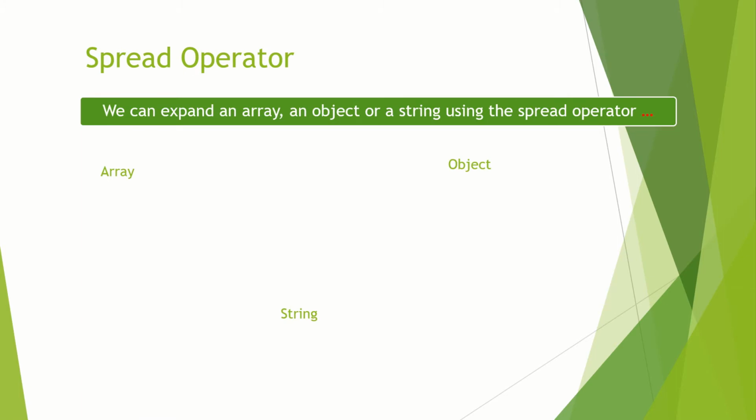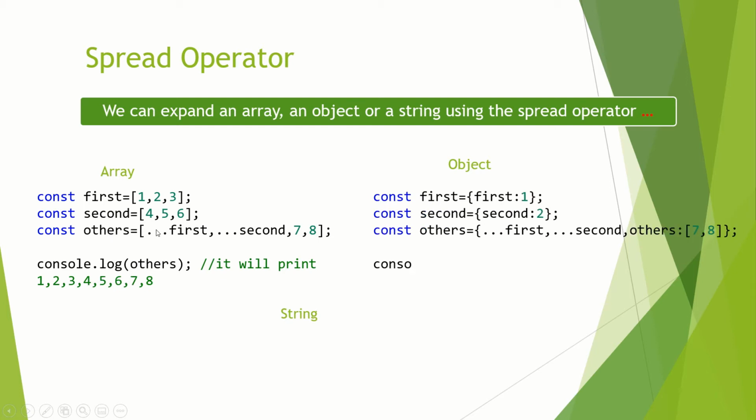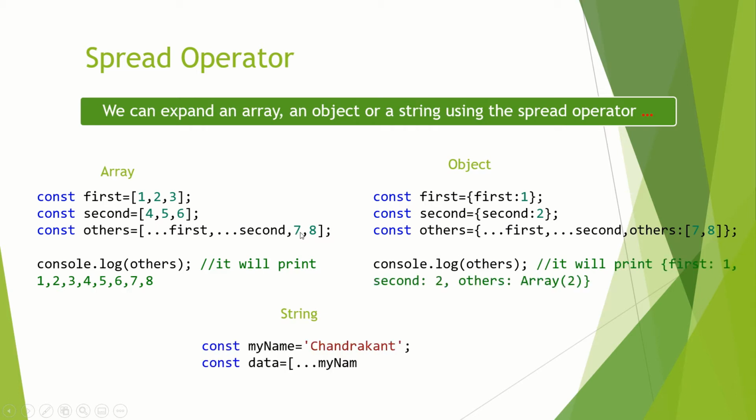Now let's understand the spread and rest operator in JavaScript. We can expand an array, object or a string using the spread operator, triple dot. Now let's understand it by example. Here you can see that I have declared two array variables, first and second. Now in the third variable, others, I have combined first using the spread operator, second using the spread operator, and this third array has its own values 7 and 8. When you print this others variable, it will print the output from first to 8, meaning it will combine first, second and also its own values. It will combine all these three into one. So this is the use of the spread operator in an array.